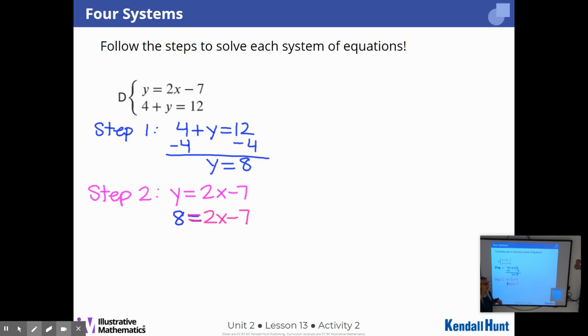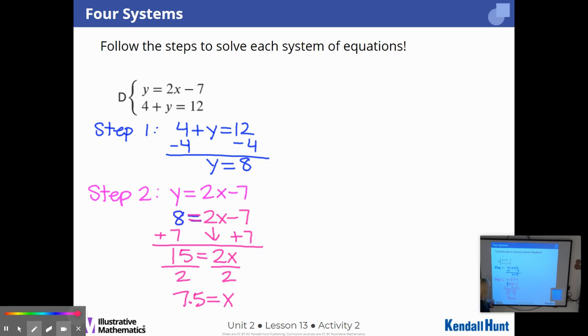Okay. So if I add 7 to both sides, bring down the 2x, and then divide by 2, I get 7.5 equals x. And so either way, I get the right answer. So my step 3 here is still going to be the same.